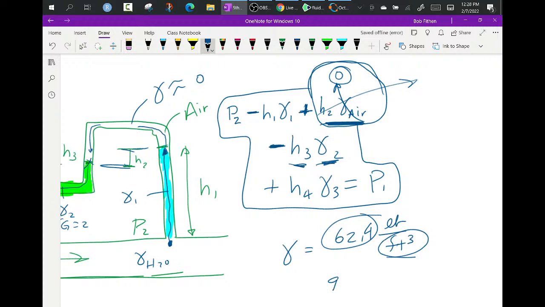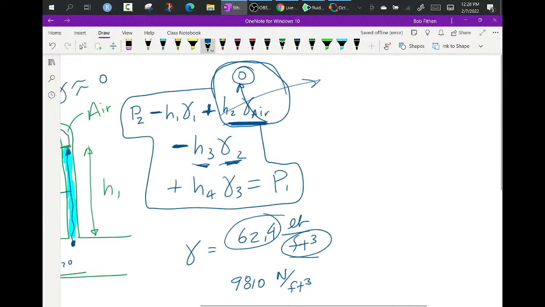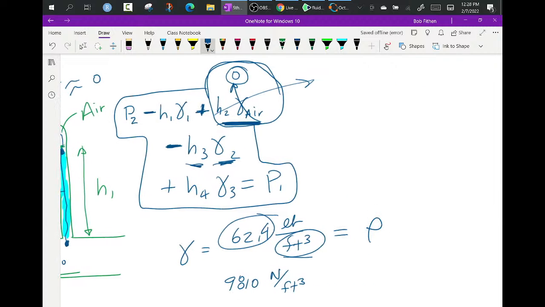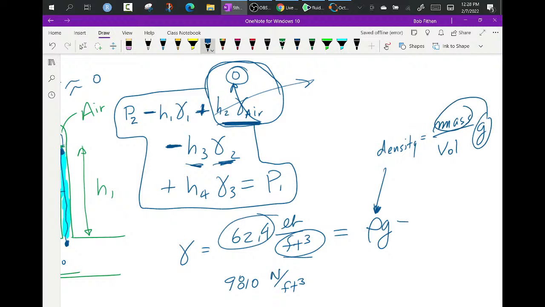And that's the one for newtons per cubic foot. So if you look back at the book, you'll see rho times g, where rho is the density, which is equal to the mass per unit volume. Well, if you just multiply mass times g, that gives you your weight. So that's where this comes from.